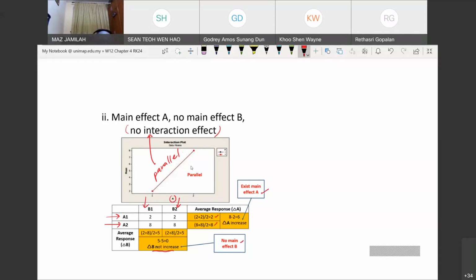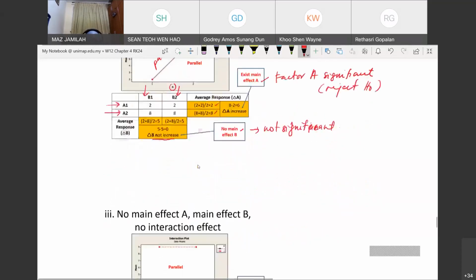For the interaction, there could be no interaction. And for the main effect, only factor A is significant. Factor A significant means that we reject the null hypothesis for factor A, but for factor B, not significant, which means that we fail to reject the null hypothesis of factor B. Okay, what about the third one?